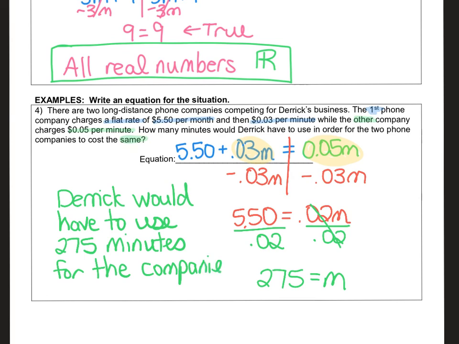So if he plans to talk more than that, then I would go with the second company. Or sorry, the first company, because you would get cheaper minutes after that.